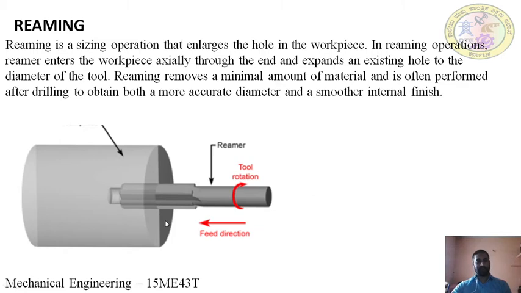So it is the operation of finishing and enlarging the already drilled hole to a required size. It is performed by a special tool known as a reamer. The reamer is placed in the tail stock and the tail stock moves towards the length of the workpiece.